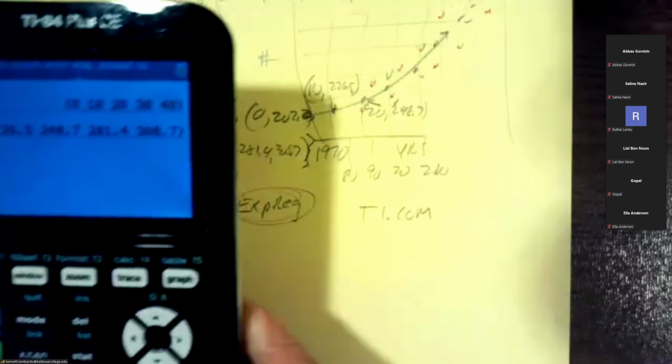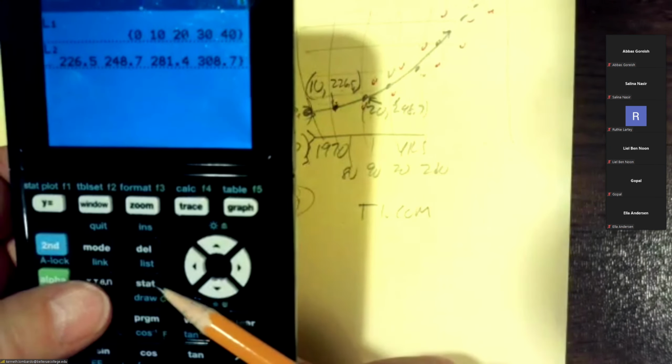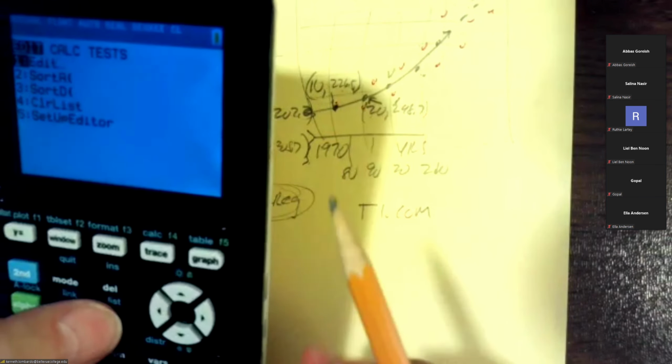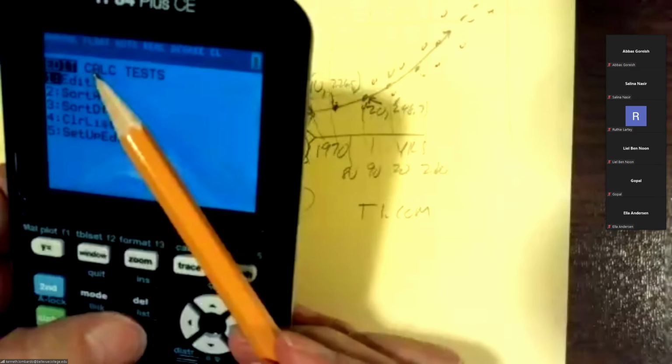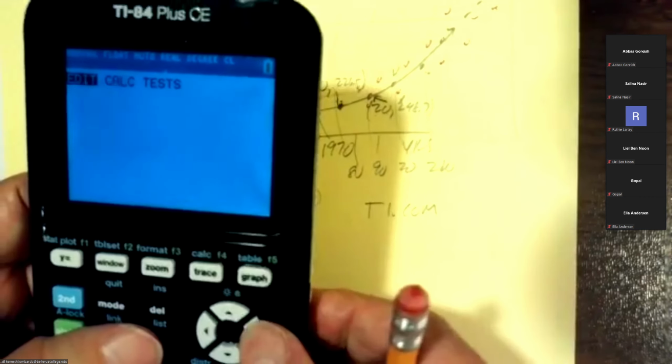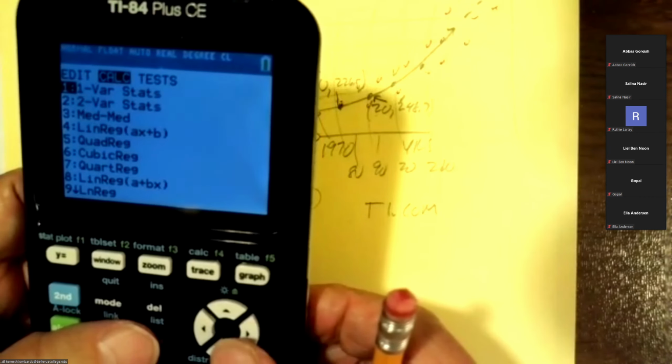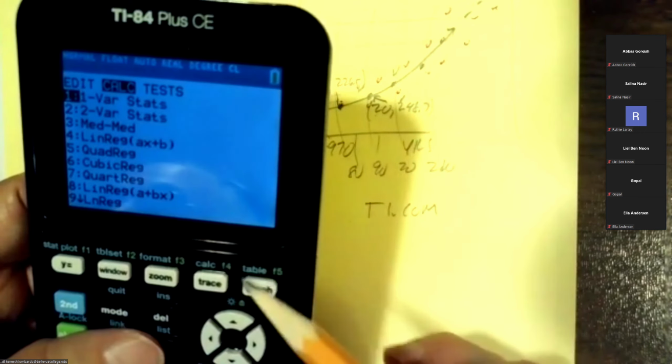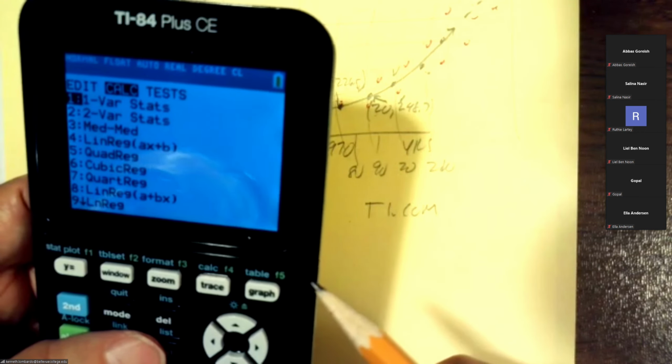So I'm going to execute the stat button here. I'm going to hit stat, and then I'm going to say, well, what do I want to do? I want to do a calculate. So I'm going to arrow over to calculate, and I want to find an exponential regression.